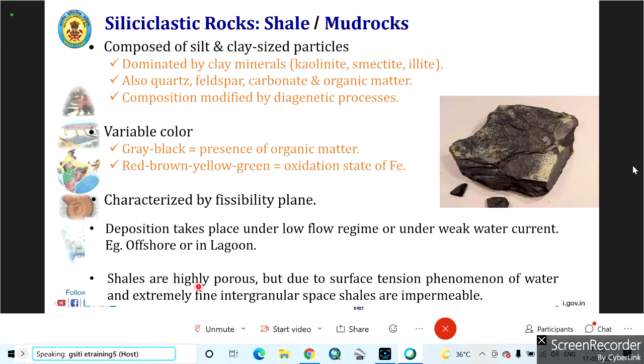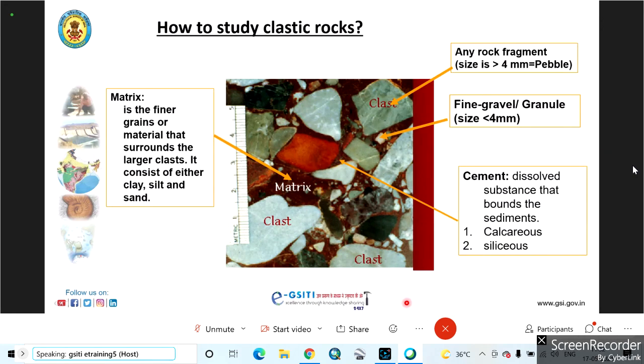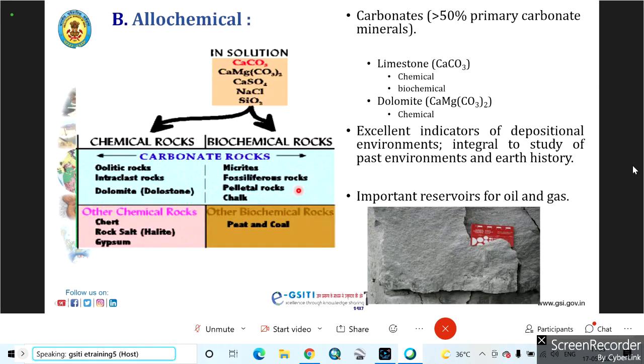Shales are highly porous, but due to the surface tension phenomena of water and extremely fine intergranular spaces, shales are impermeable. So how do we study the clastic rocks? First, one has to identify the clasts. Clasts may be of larger size or may be fine gravel or granules. The clasts are bounded by the matrix of finer grains, and this matrix is again bound by the cement, that is the dissolved substance that binds the sediments, which may be calcareous or siliceous.